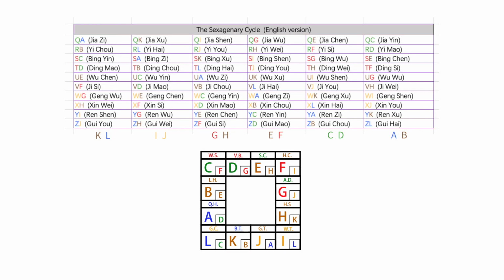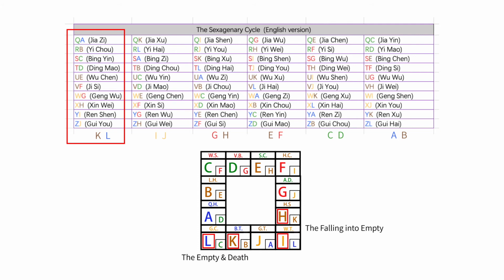When the symbol on the heaven plate is empty and death, we call this symbol the empty and death. When the symbol on the earth plate is empty and death, we call the symbol of the heaven plate on this earth plate the falling into empty. For example, in this course, if the predicted date is in QA Xun, then the K and L on the heaven plate are empty and death. The H above K and the I above L are the falling into empty.